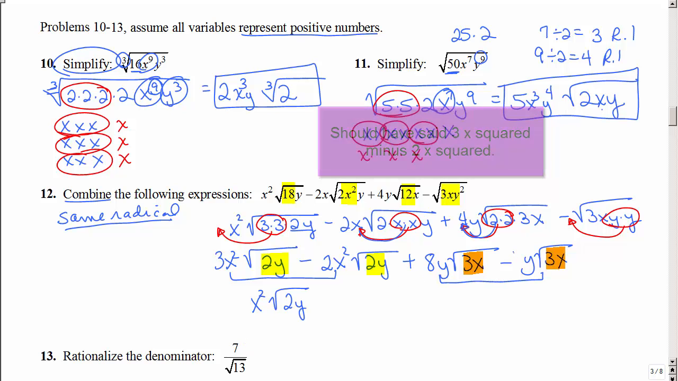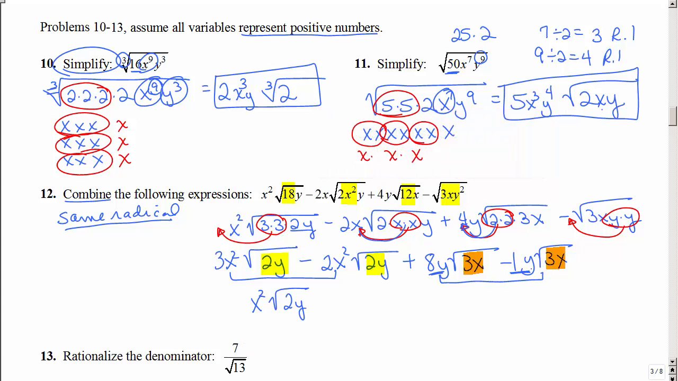I can combine those because the outside parts are also like terms. 8y minus 1y is 7y, and you keep the radical. And to be honest, this one's probably a little bit harder than the one on the exam, but if you can understand this one, the exam will be a piece of cake.